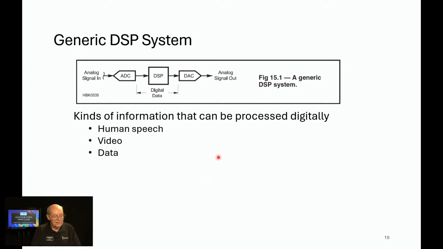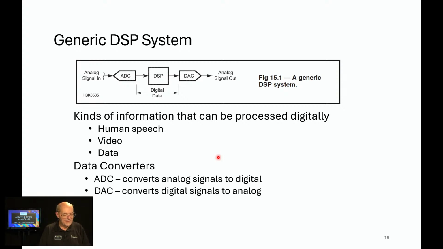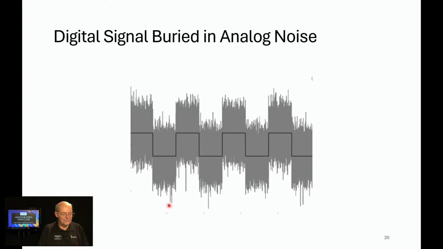So what kind of information can be processed? Virtually anything. Speech, video, data. It's like a magic box. And we already mentioned these terms, analog to digital conversion coming in, digital to analog conversion. It's a human to machine interface, if you want to call it that.